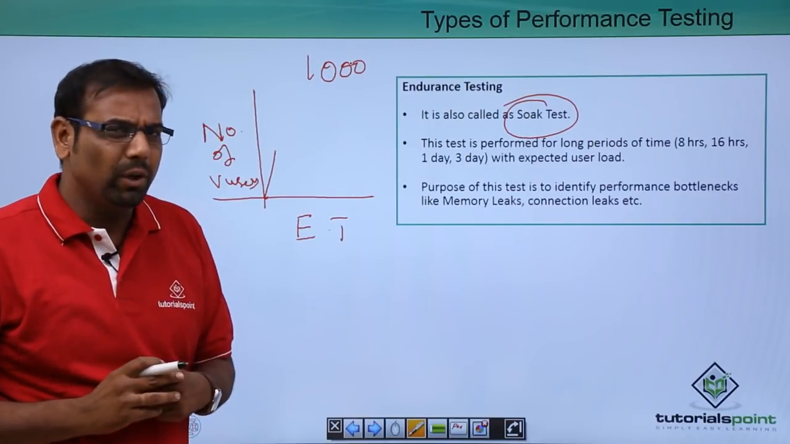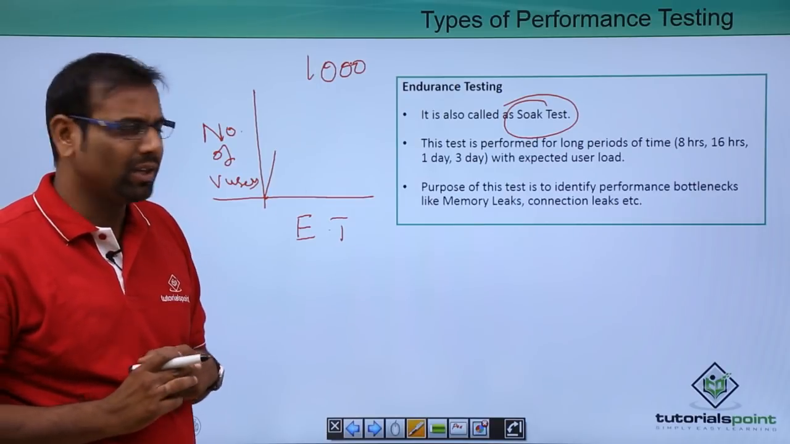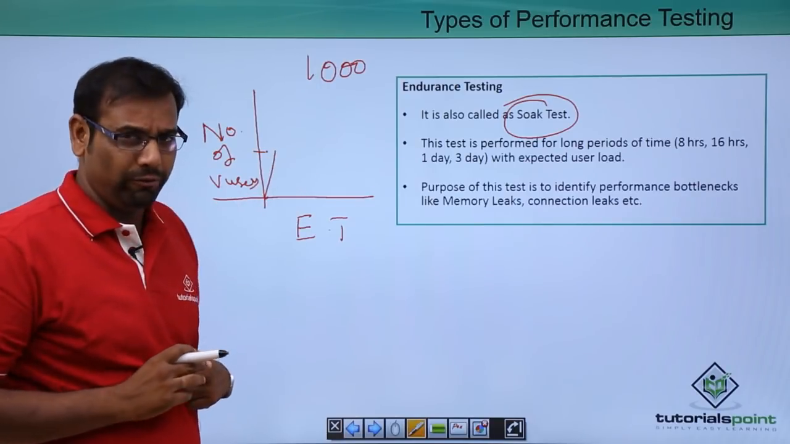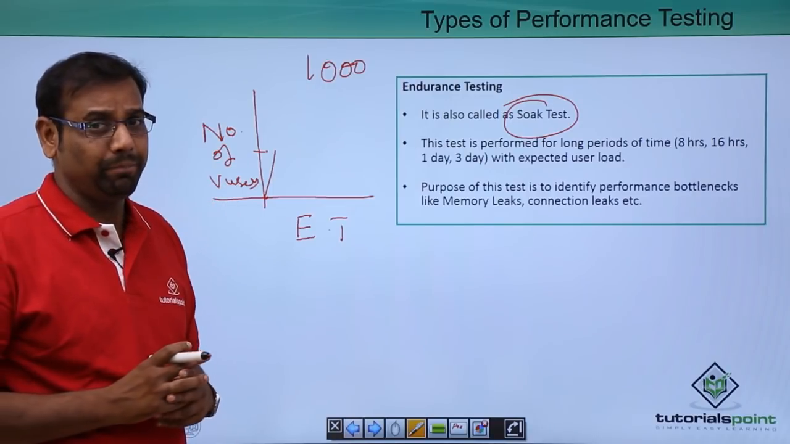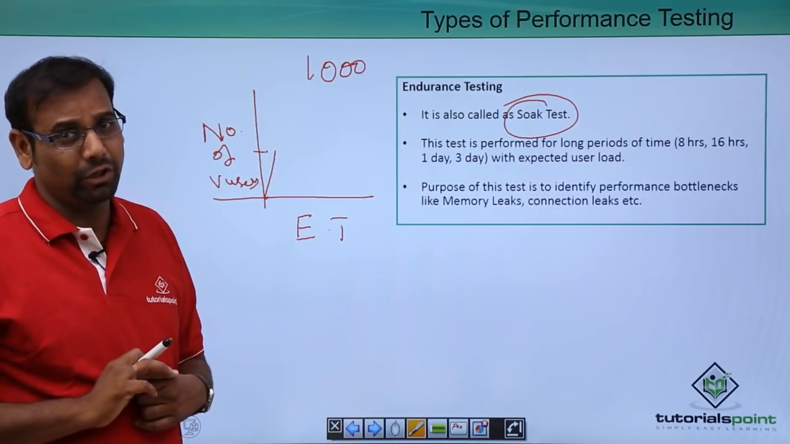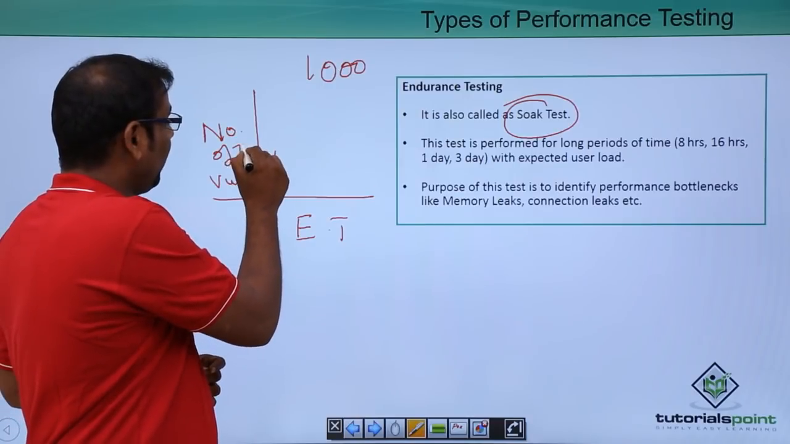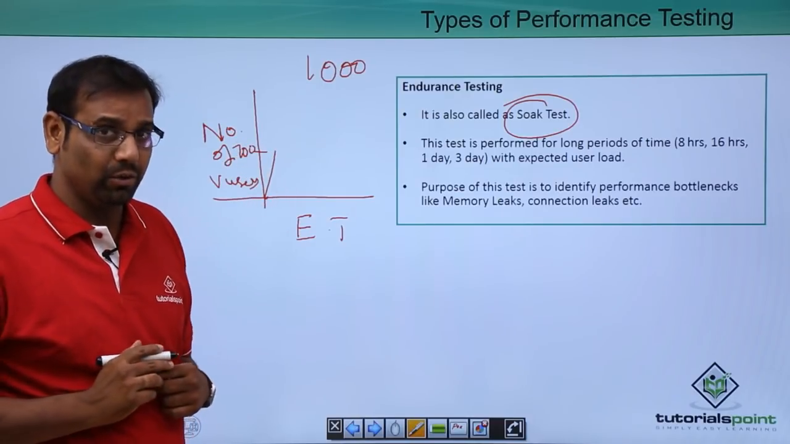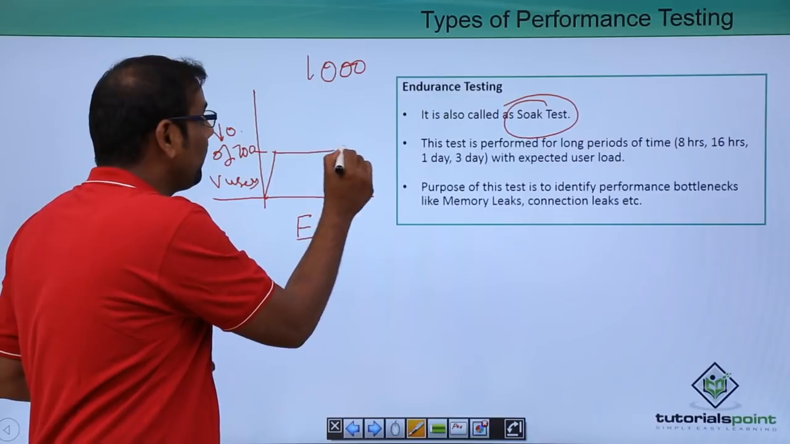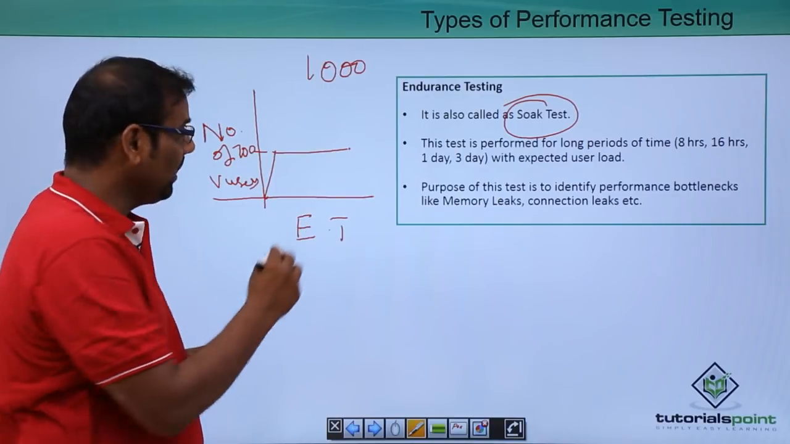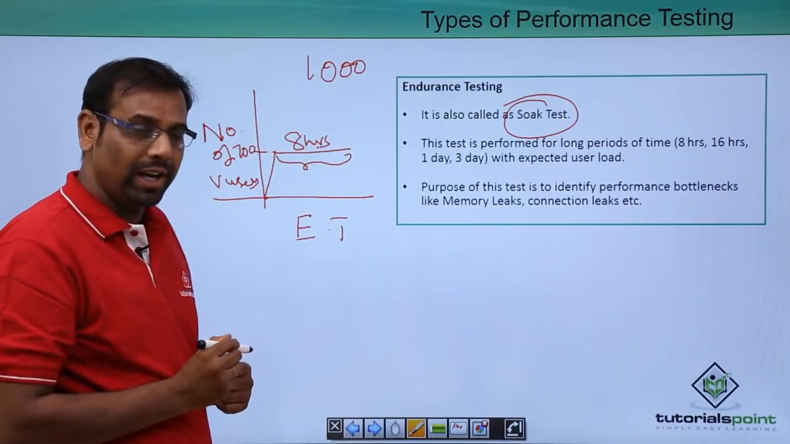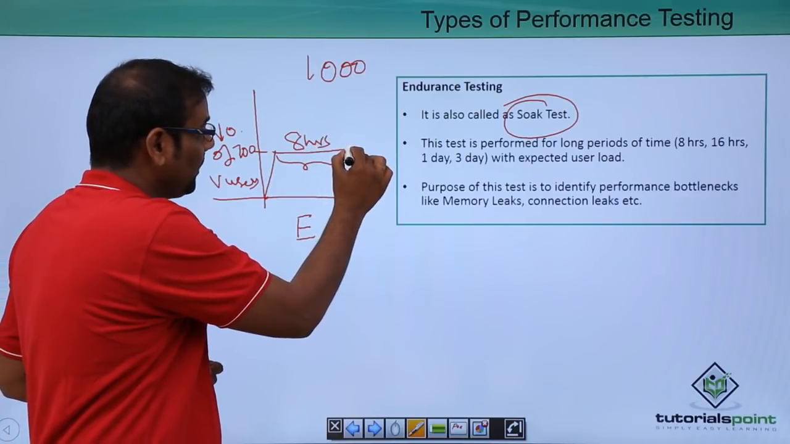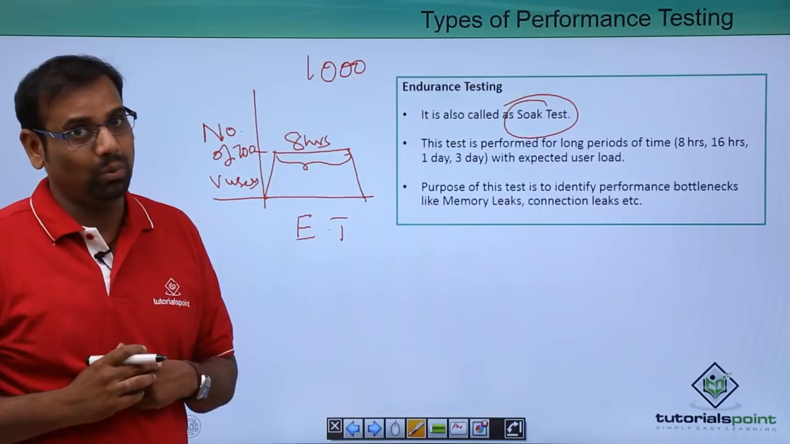So usually we don't run this test with 1000 users, maybe 700 or 500, depending upon how you have set the expectations with the client. I used to run it with 70% of the load, so this will be 700. So once you reach the 700 user load, you run for a longer period of time. Okay, not for 1 hour, but typically 8 hours. Okay, and once you are done with the test, as usual, you ramp it down.